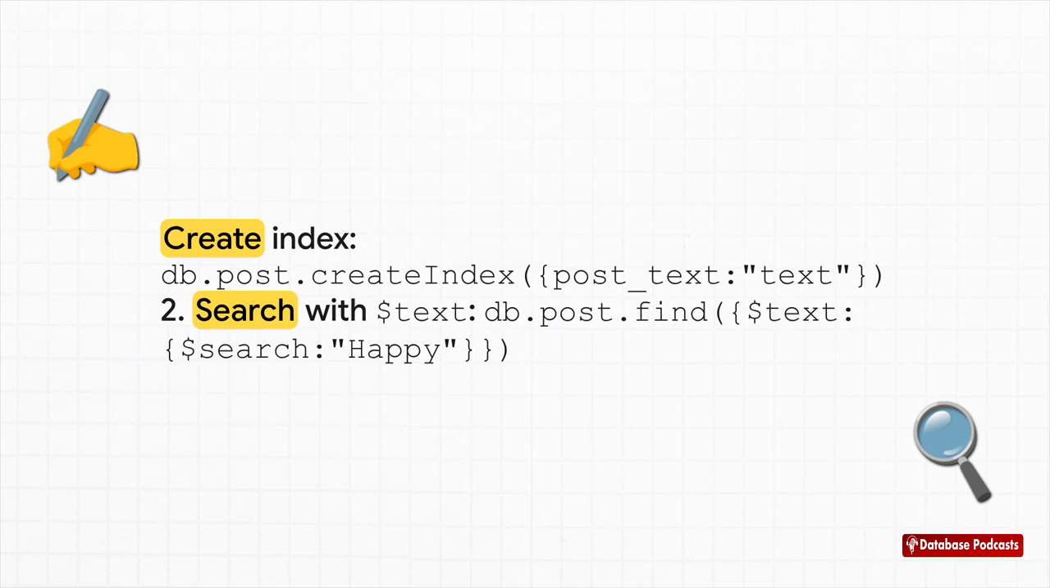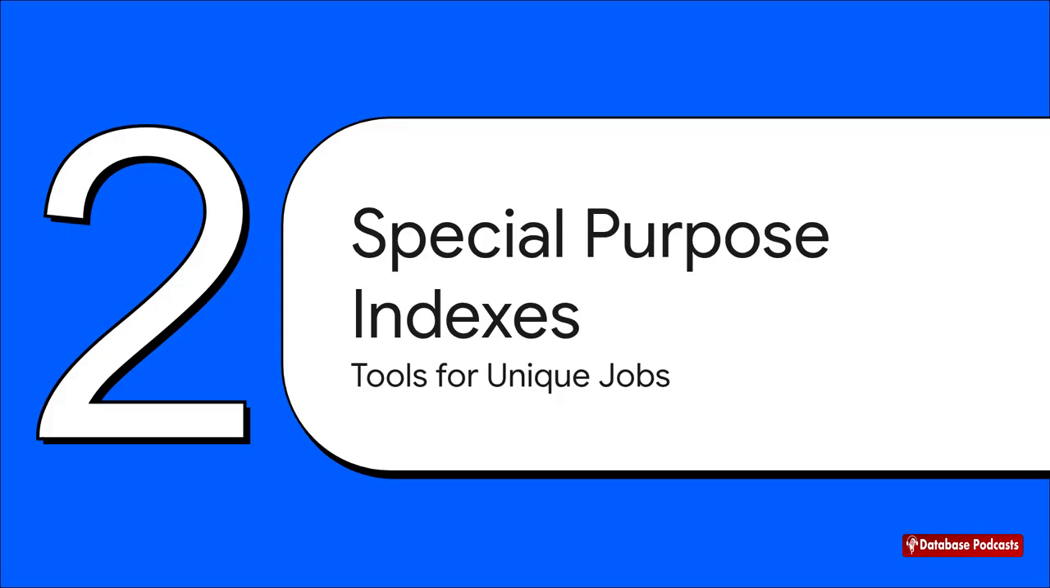You just tell MongoDB, hey, this field, I want a text index on it. From that point on, you can use this really powerful $text operator in your queries. You just pass in what you're searching for, and boom, it finds all the documents with that word. Okay, so we've covered indexing arrays and text.